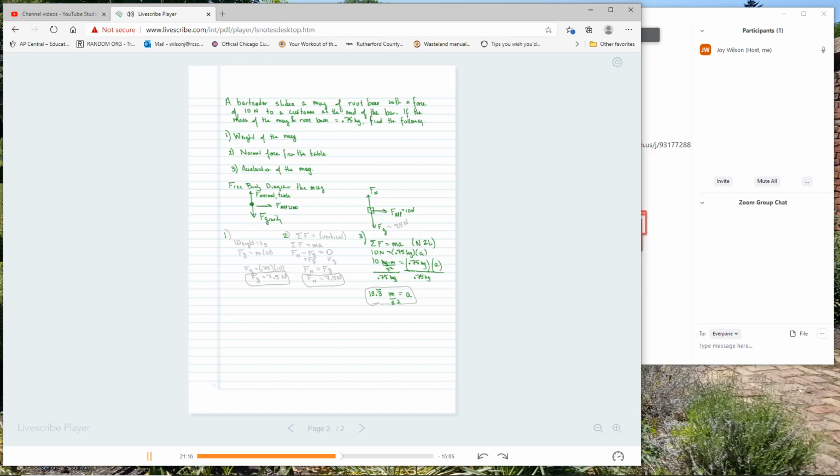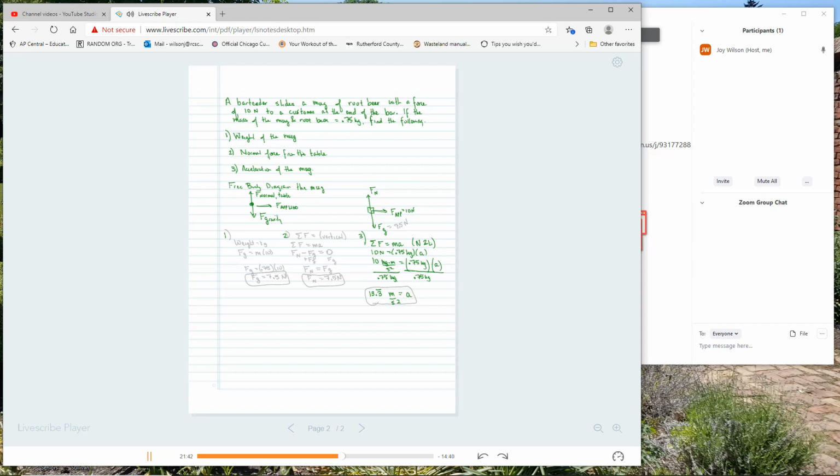So here we go. All right, now, my other two questions, we found the acceleration. That was actually question number 3. So let's back up to the other two questions. The other two questions are we want to find the weight of the mug and the normal force from the table. So I'm going to go over to the weight from the mug, which is question number 1.